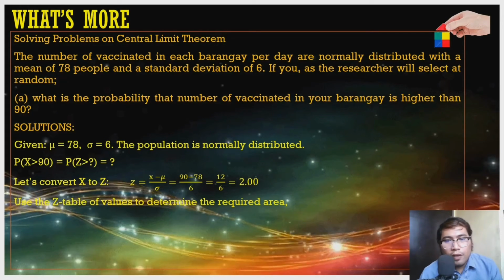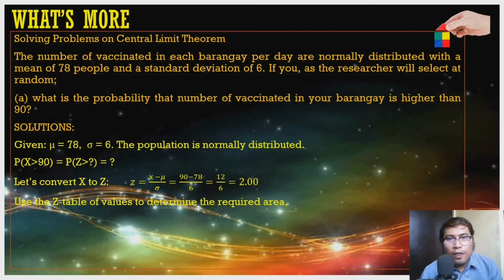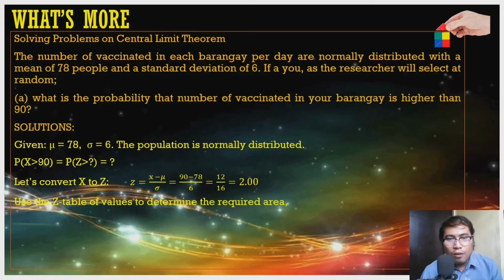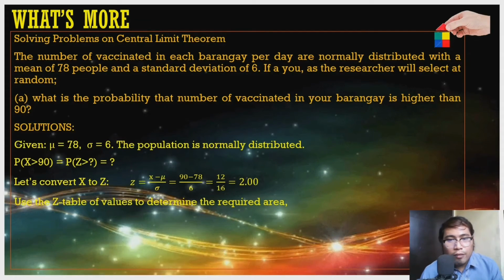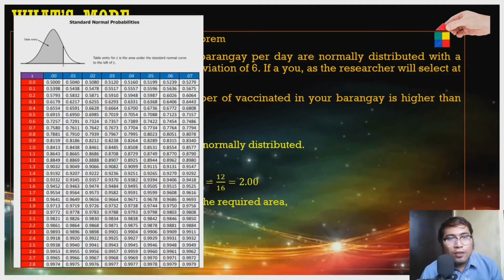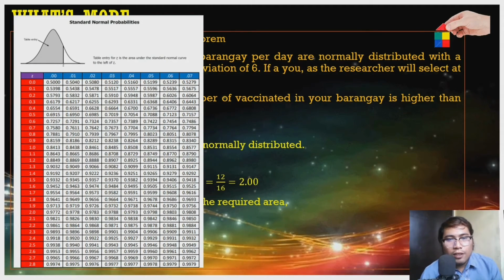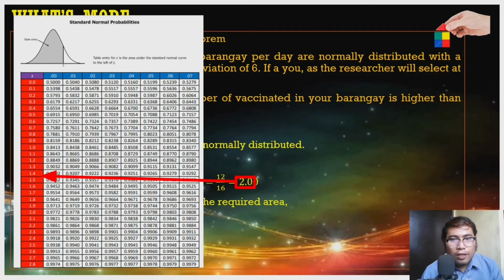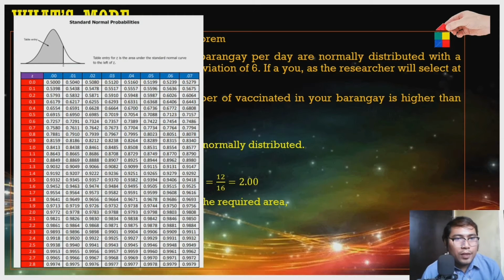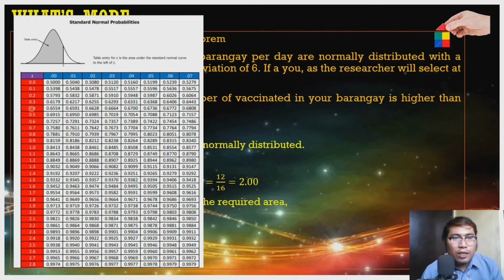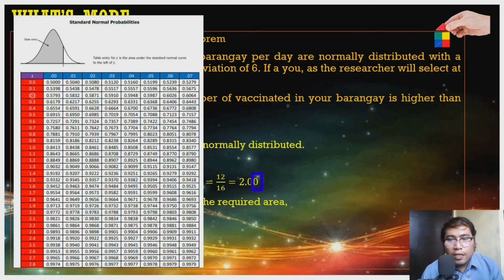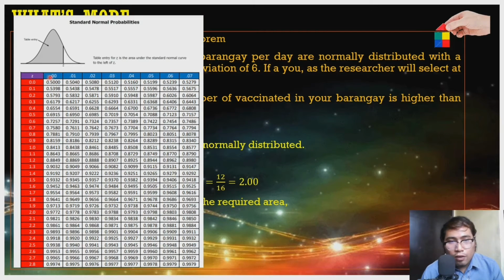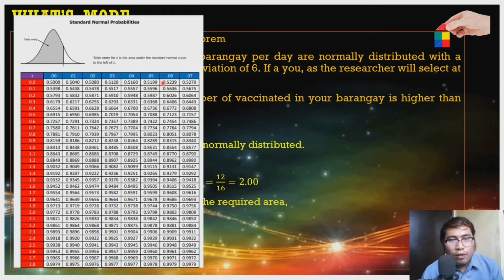After getting the z, we are going to use the table of values of z to determine the required area, or the probability of getting higher than 90. Using the z-score of 2.00, we are able to determine this probability. Look into our z-score in the table: the whole number and the first decimal, or the tenths place, are in the first column, the red column, and the second decimal place, or the hundredths, you take from the blue row, or the first row.